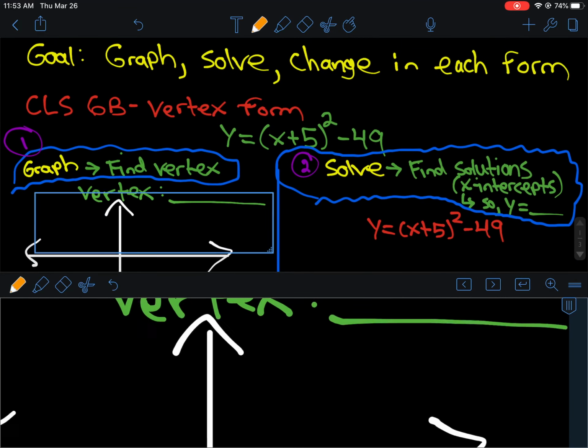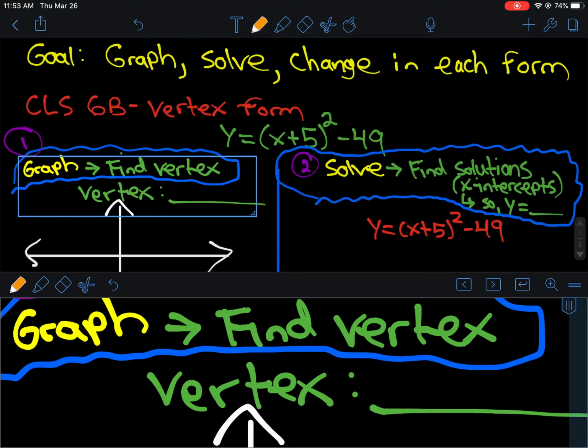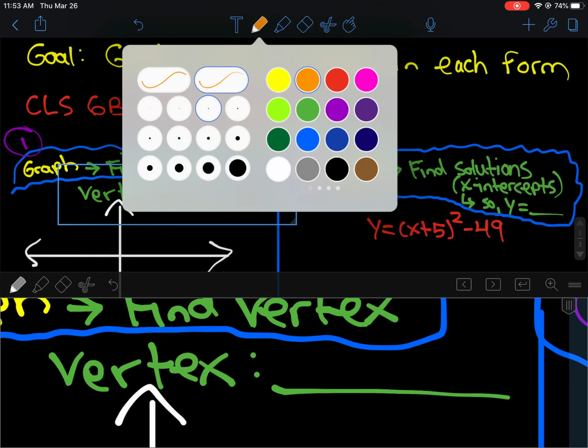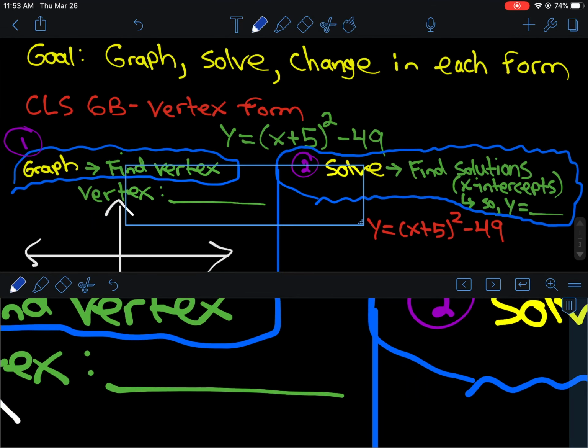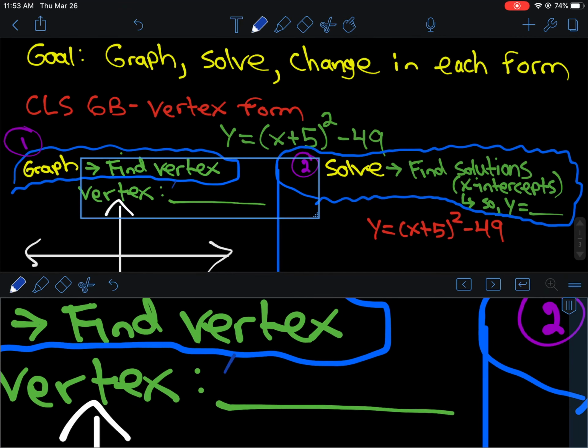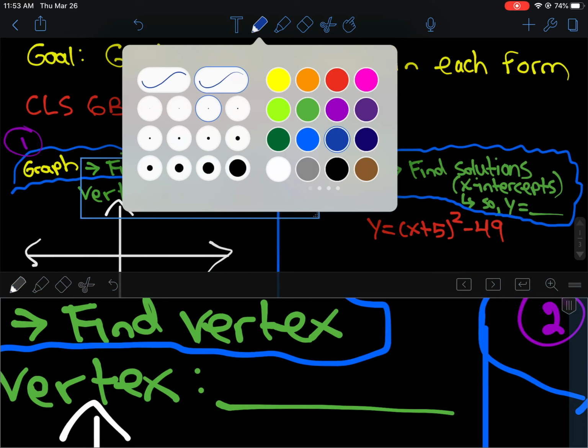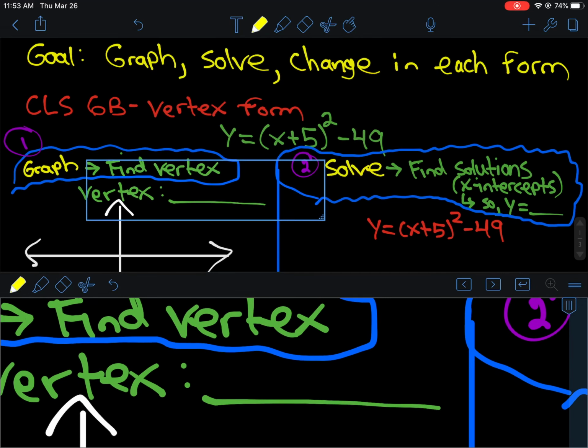The first thing we did was graph it. The good thing about vertex form, hence why it's called vertex form, is you can find the vertex right away, which is, again, the most important thing to be able to find whenever you're graphing. So the vertex in this case, we learned, was whatever number is inside of the parentheses, we did the opposite for the x. It was negative 5, and then negative 49 for my vertex right there. Whatever was inside, opposite; whatever is outside, we took.